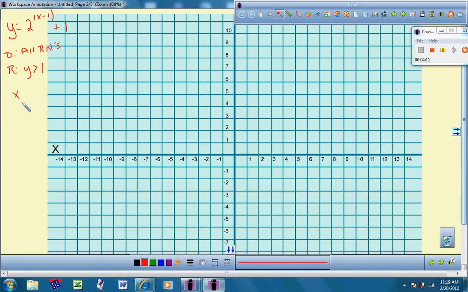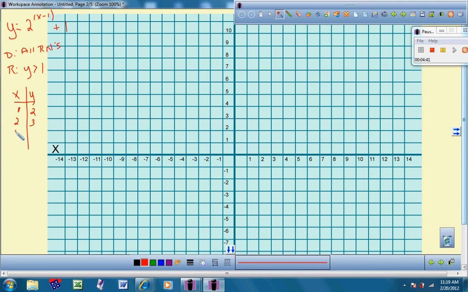Alright, so xy table. Let's choose values that are going to make it easy to graph. So when x is 1, what we're essentially saying is 2 to the 0 power plus 1. 2 to the 0 power is 1. 1 plus 1 is 2. Alright, when x is 2, we're saying 2 raised to the first power, because 2 minus 1 is 1. 2 to the first is 2. 2 plus 1 is 3. So when x is 2, y is 3.